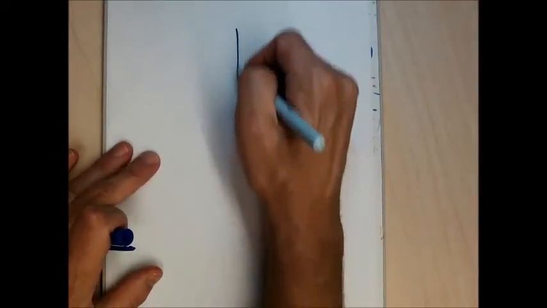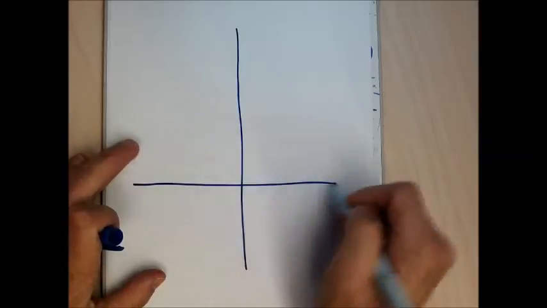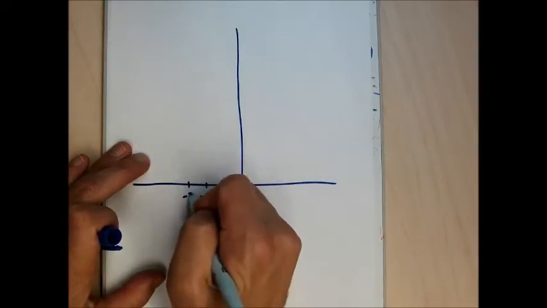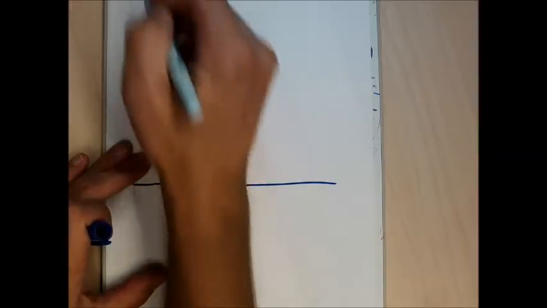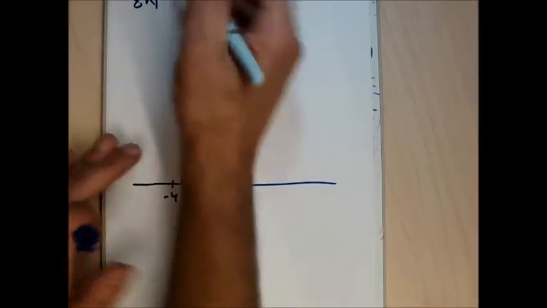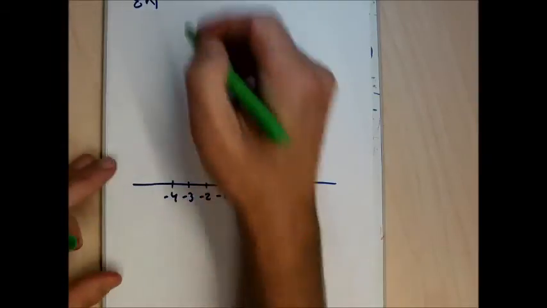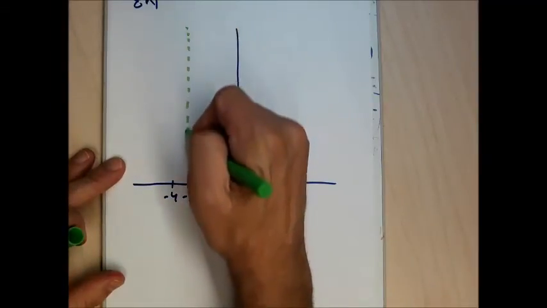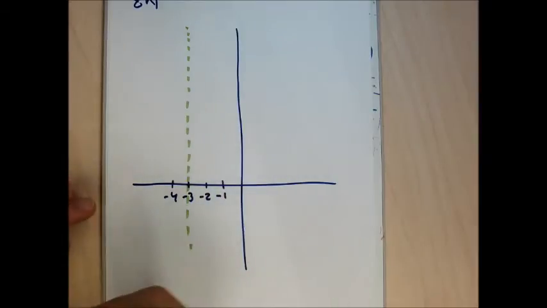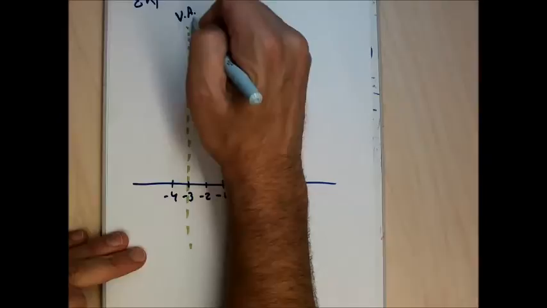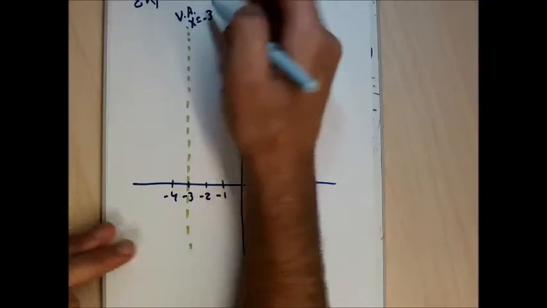So let me, how about this? -1, -2, -3, -4. So this is going to be 8 part K. And my vertical asymptote, is this a dashed vertical line that goes through -3? I'm going to just say this right here is my vertical asymptote at x equal to -3.